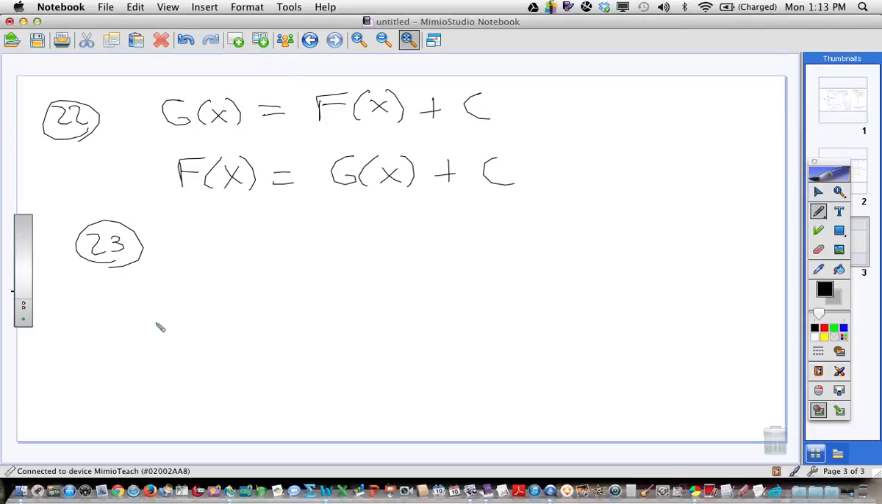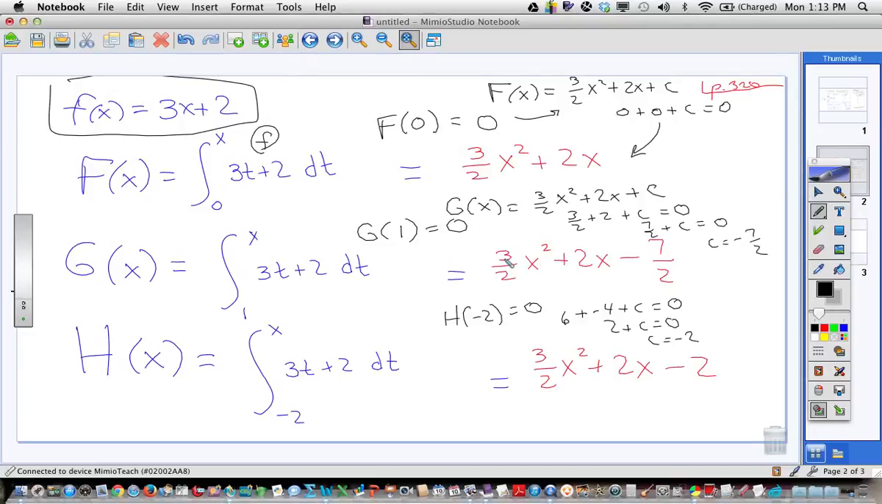Another way that these are sometimes written is like number 23. 23 says, find big F minus big H. Well, if you think about it, what should that be? It should just be the constant, right? In other words, if these two antiderivatives differ only by a constant, when you subtract them, you should get the constant. But is it positive or negative? That's the key. In this one, it is positive.